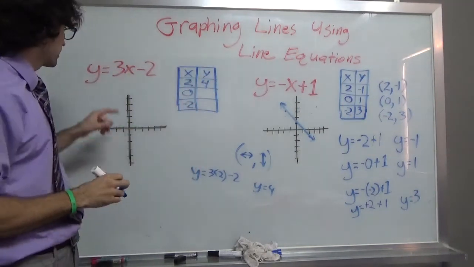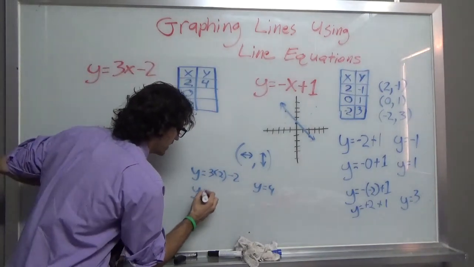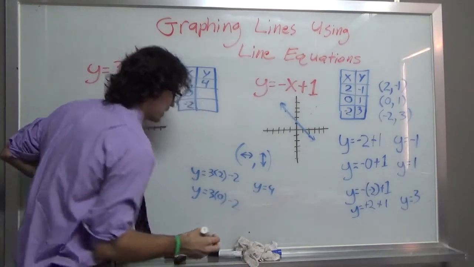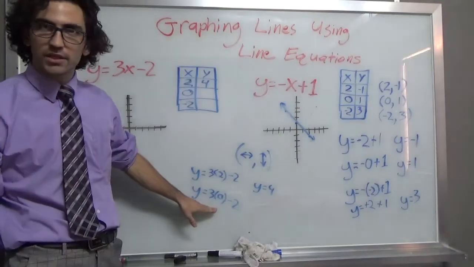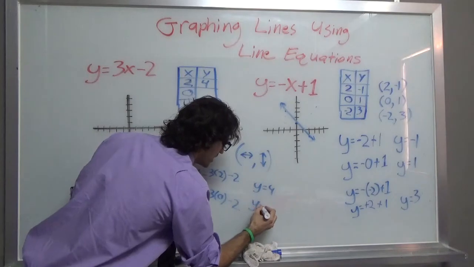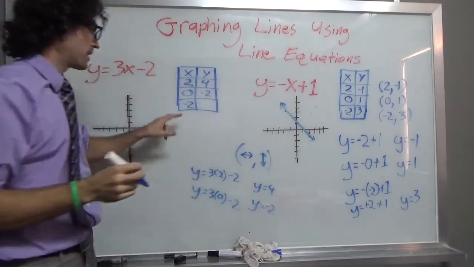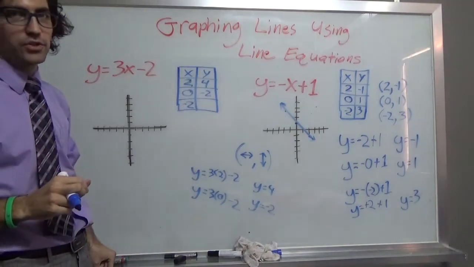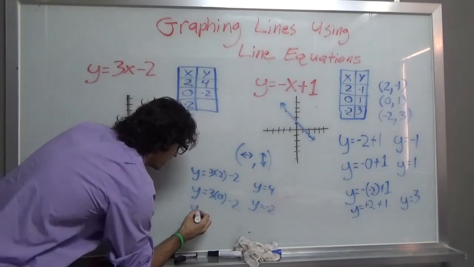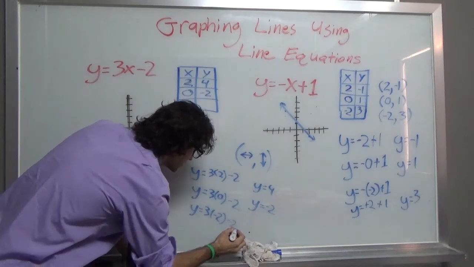Now 0. When I put 0 into this equation, we will have y equals 3 times 0 minus 2. Well, 3 times 0 will be just 0, and then minus 2 will be what we are left with. Y equals minus 2. And our final one, -2. Put -2 into the equation. Y equals 3 times -2 minus 2.